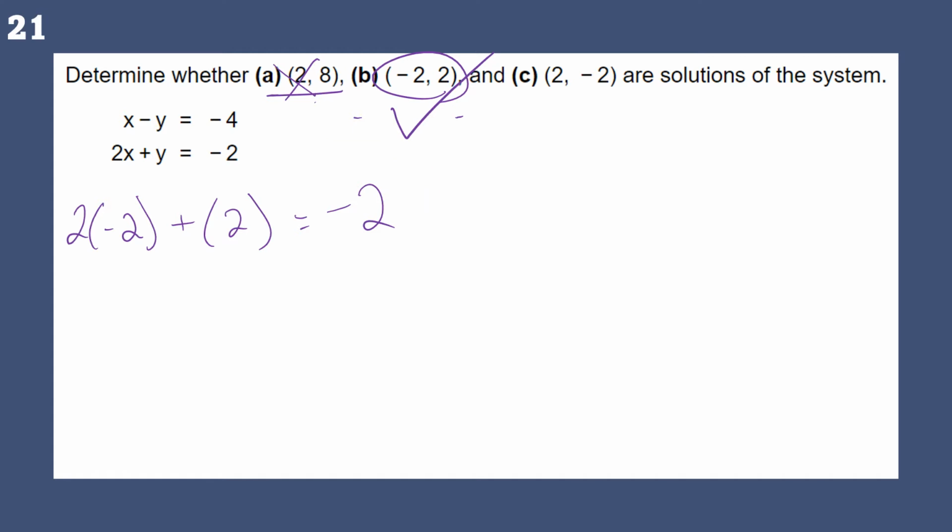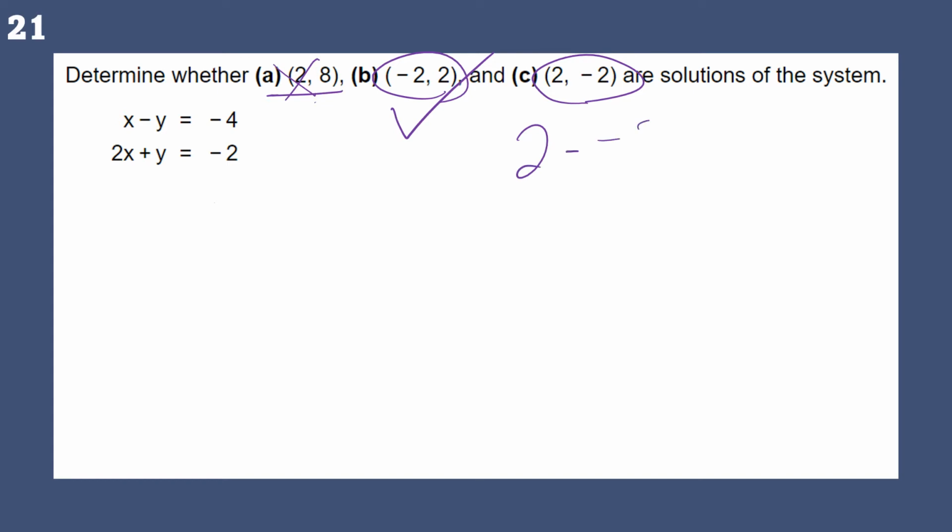Great. What if we flip it around and do the same thing? Let's go back and check in the first one, 2 - -2. Does that equal -4? 2 - -2 equals +4. So that doesn't work in our first equation. So the only one that works is B.